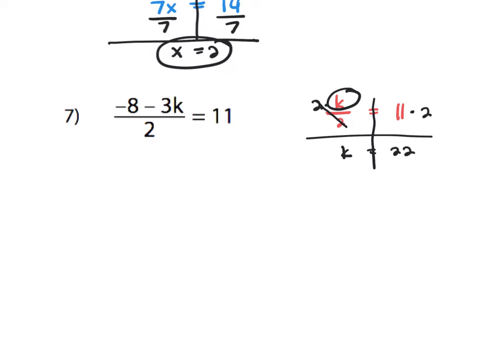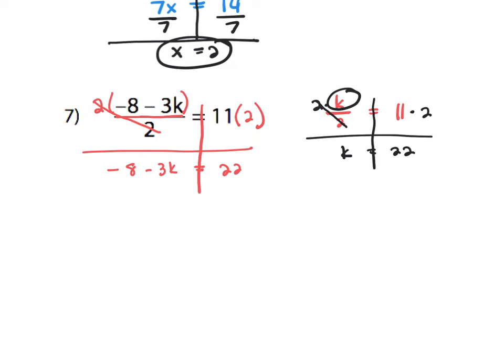I'm going to start solving, and I want to look at this as dividing by 2. So I'm going to do the opposite. I'm going to look at this as a quantity, and I'm going to multiply by 2. And if I multiply by 2 on that side, I have to multiply by 2 on this side. Now here's the beauty of this. These cancel each other out, and I'm left with negative 8 minus 3k equals 22. And now I have a two-step equation.